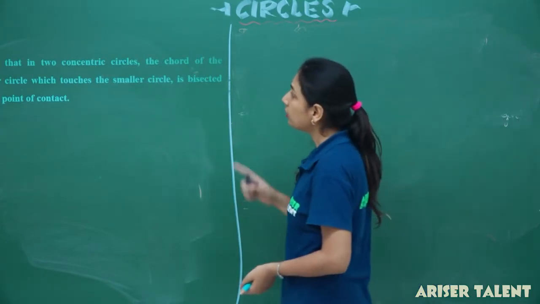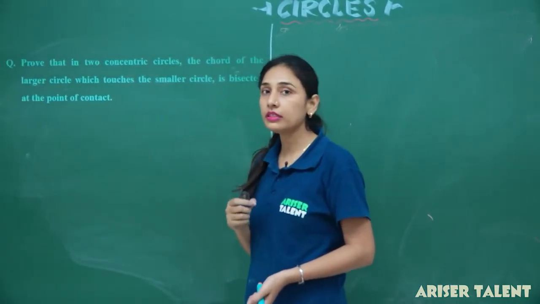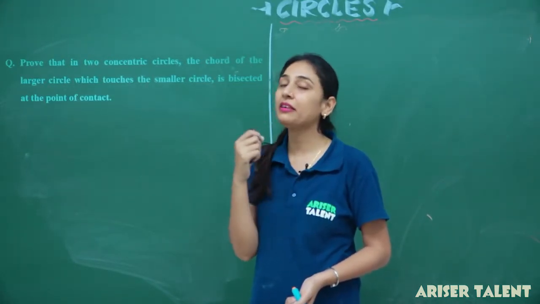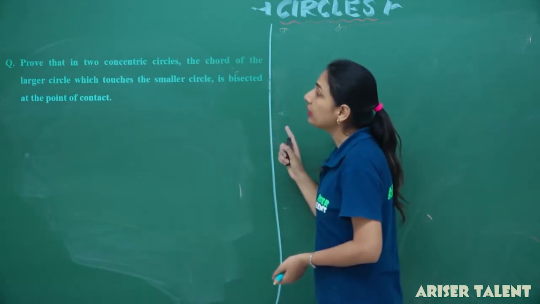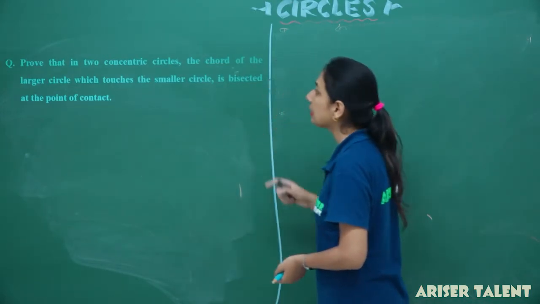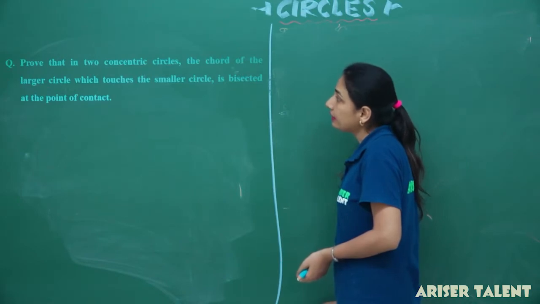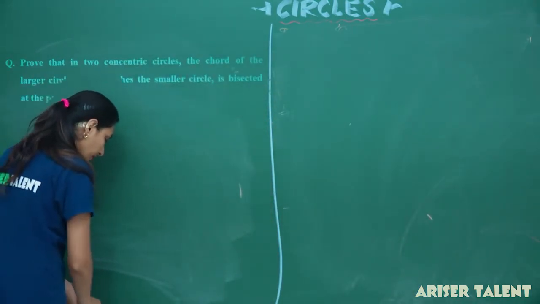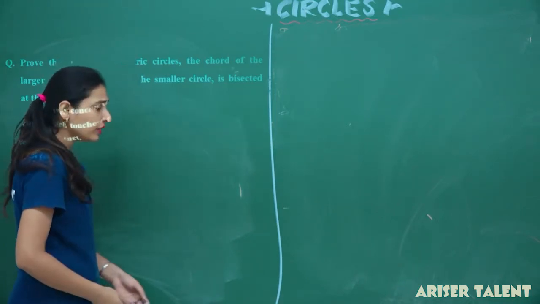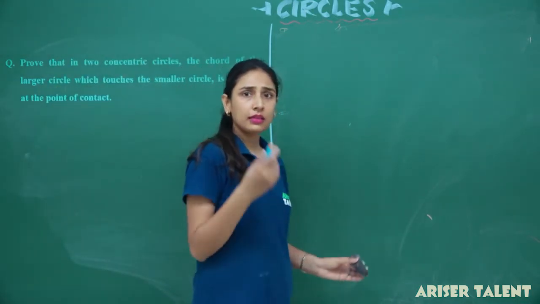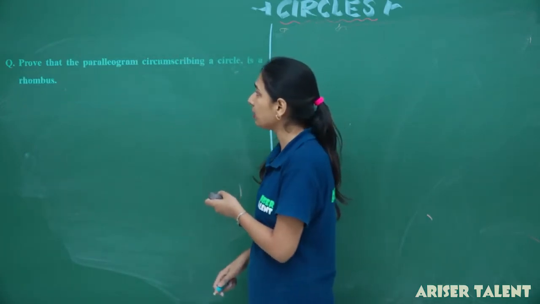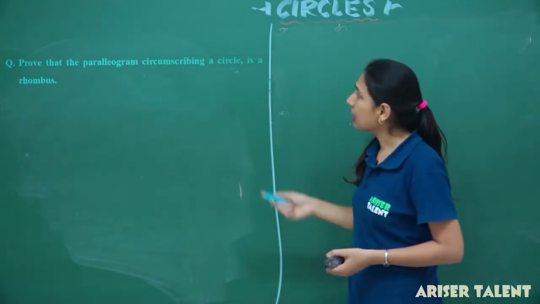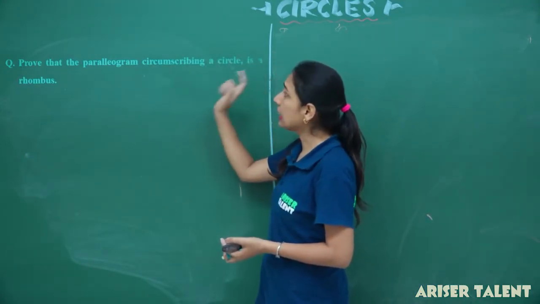Now, prove that in two concentric circles, concentric circles are those circles whose center is the same, but radius is different. The chord of the larger circle which touches the smaller circle is bisected at the point of contact. We have proved that in our previous session, so let us move to another. Prove that the parallelogram circumscribing a circle is a rhombus.